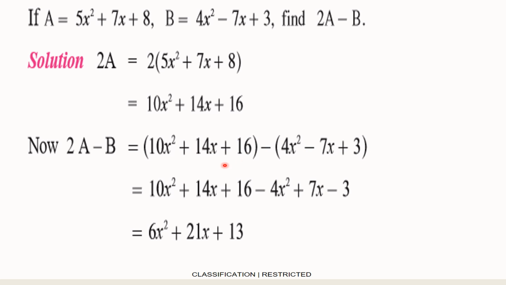The first brackets you write as such, and here minus means you have to change the sign of the next. So minus 4x squared, plus 7x, minus 3. After grouping the like terms, 10x squared minus 4x squared is 6x squared. 14x plus 7x is 21x. 16 minus 3 is 13. Therefore, 6x squared plus 21x plus 13 is the answer.